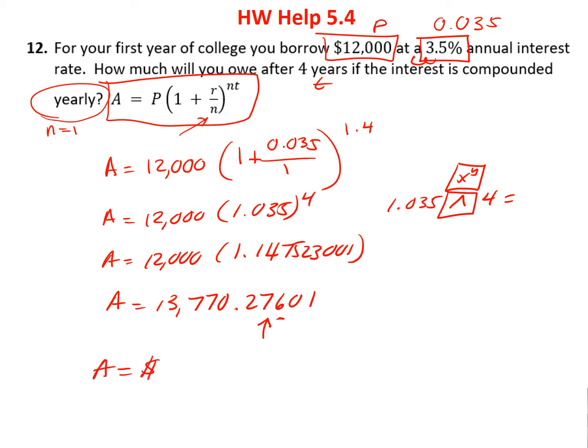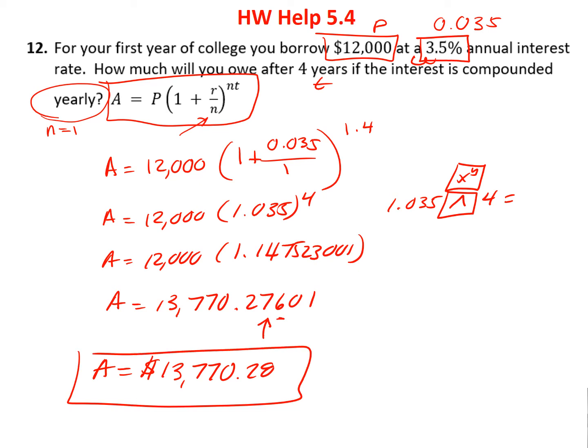And my answer will be, I will then owe $13,770.28 after 4 years. So that's how much I owe borrowing money at 3.5% after 4 years.